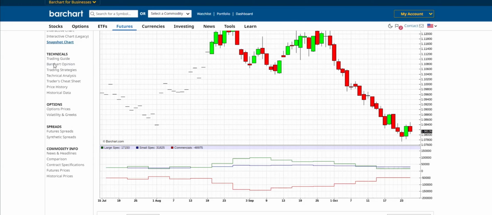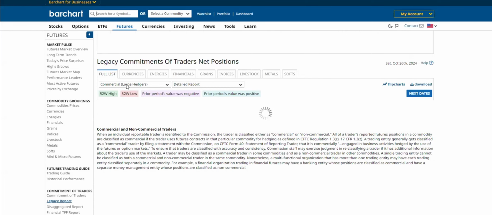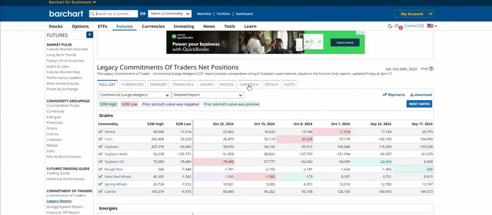That is that. We now go back to another method of how we read commitment of traders. So the next part is the legacy report. Not commitment of traders right here. Under commitment of traders, we need the legacy report. So we enter the legacy report. We have energy, financial, grain, index, livestock, metal, soft. So we enter currencies.